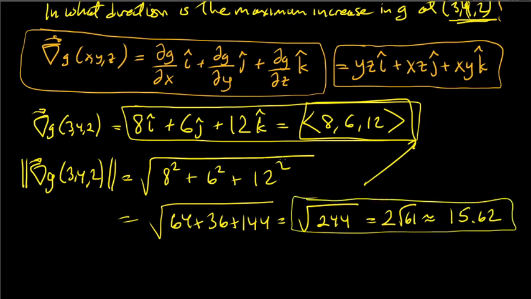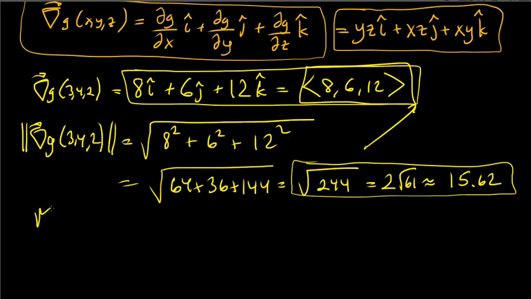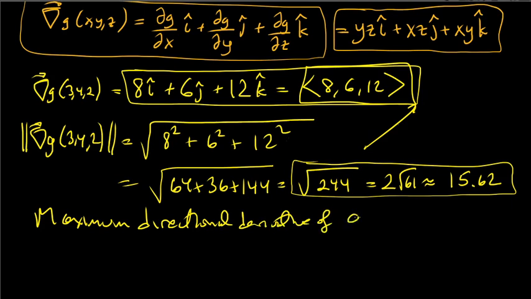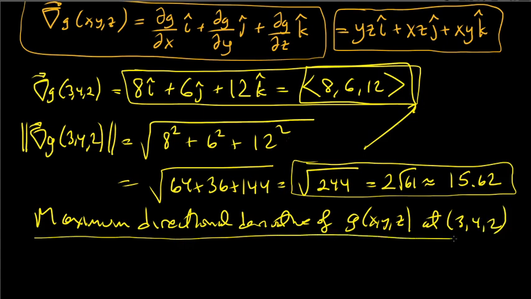So what is this? This is the maximum directional derivative of the function g at the point (3, 4, 2). That's the maximum directional derivative of that function at that point.